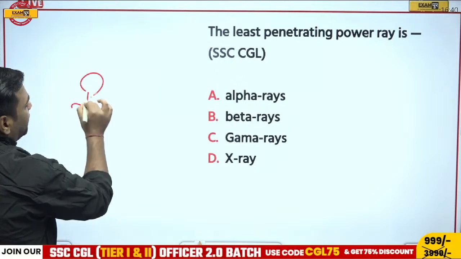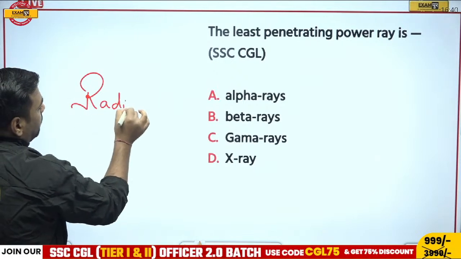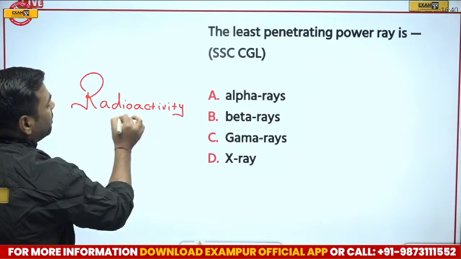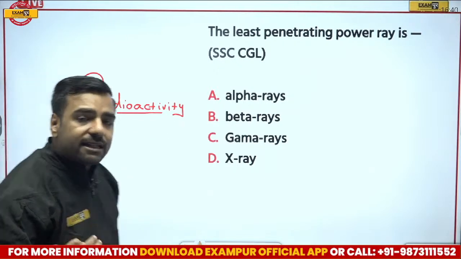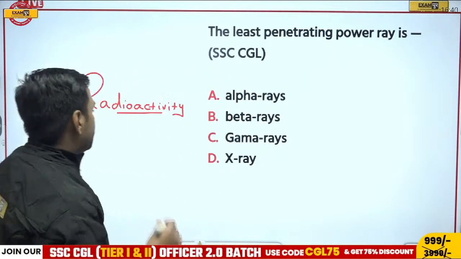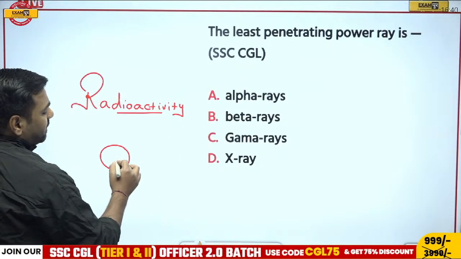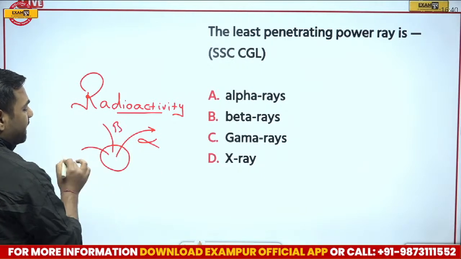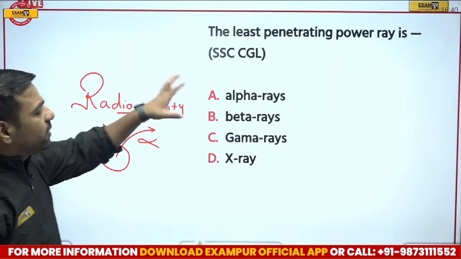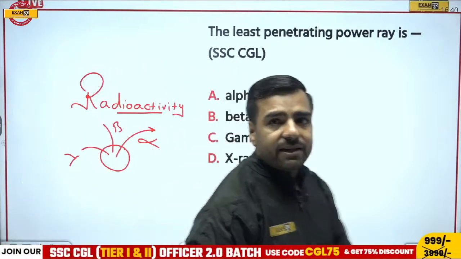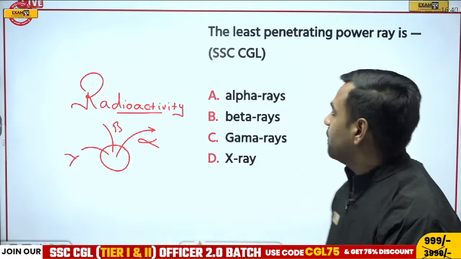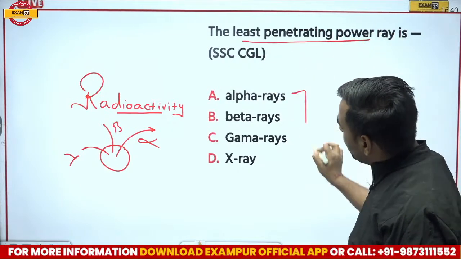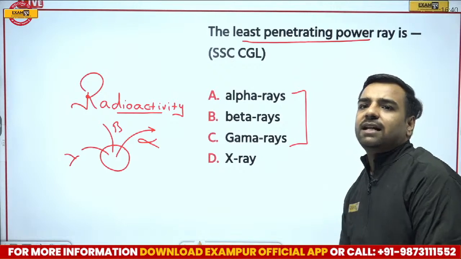If I talk about radioactivity, in radioactivity what happens? Due to the instability in the nucleus, these radioactive elements keep on disintegrating and they release alpha, beta, gamma radiations, right? So we are talking about alpha, beta, gamma rays and X-ray. So here, if I talk about the least penetrating power, first of all, I'll be taking your answer. What is the correct answer? Then I'll explain this part.